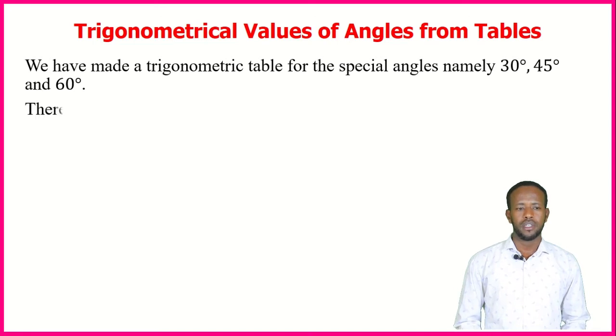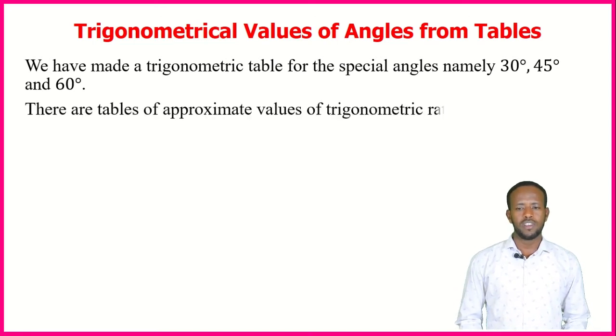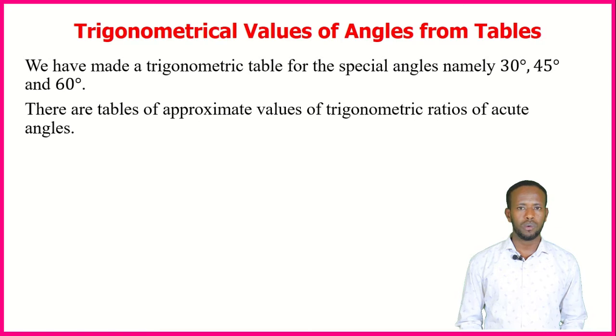Okay. There are tables of approximate values of trigonometric ratios of acute angles. We know what acute angles are, isn't it? Acute angles are the angles between 0 up to 90 degrees. That type of angles are called acute angles. So, in this lesson, we are going to see the table which shows the approximate values of the trigonometric values or trigonometric ratios of the acute angles.